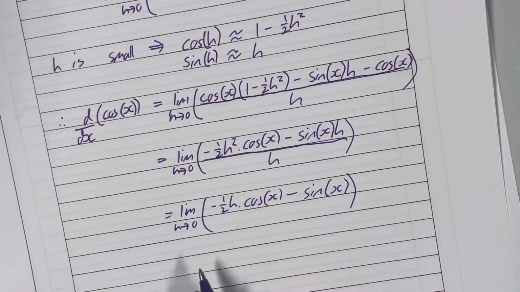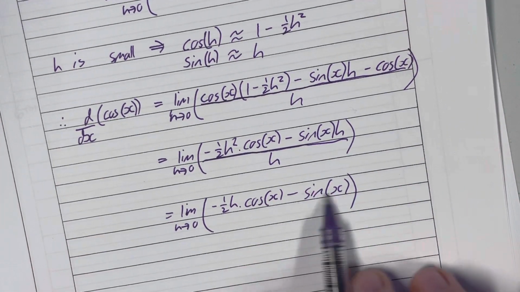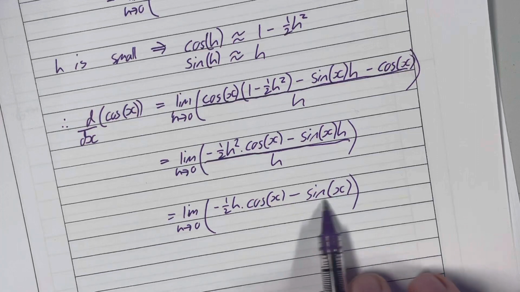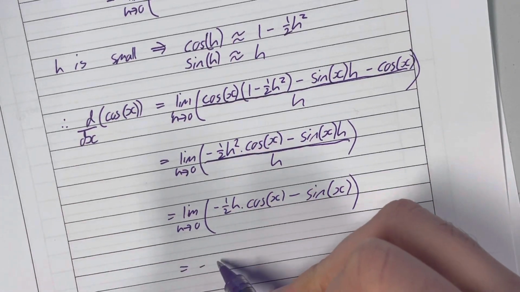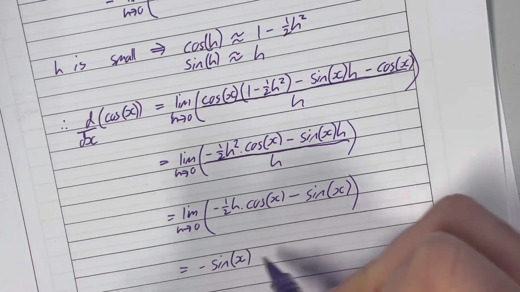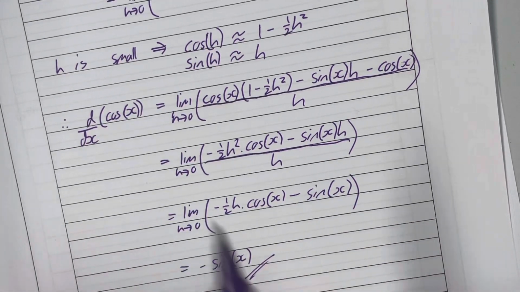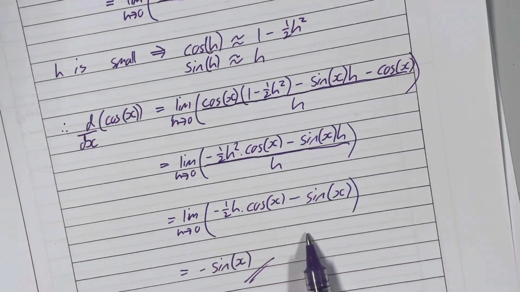And now as I take h to 0, this will disappear. So I'm left with minus sine of x. So the differential of cos of x is minus sine of x from first principles.